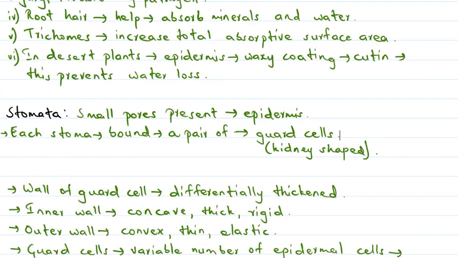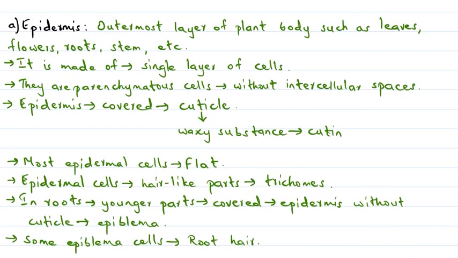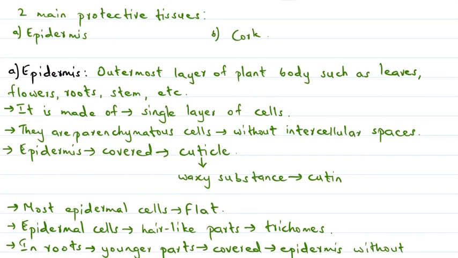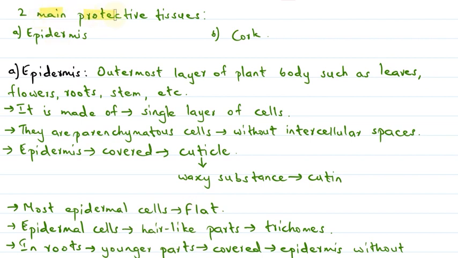So now let's quickly revise everything that we have covered today. So today we have discussed about epidermis in detail, which is a type of protective tissue. So now we know that there are two main protective tissues. One is the epidermis and the other one is cork. Here we have discussed about epidermis in detail. So what is epidermis? It is the outermost layer of plant body, such as the leaves, flowers, roots, stem, etc. All these are epidermis. Okay.